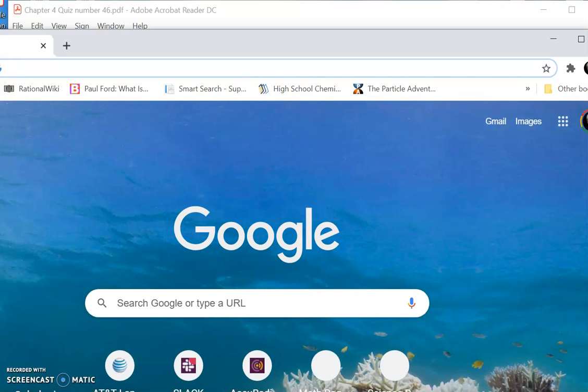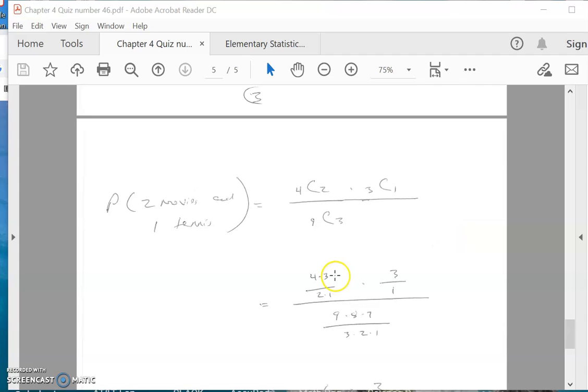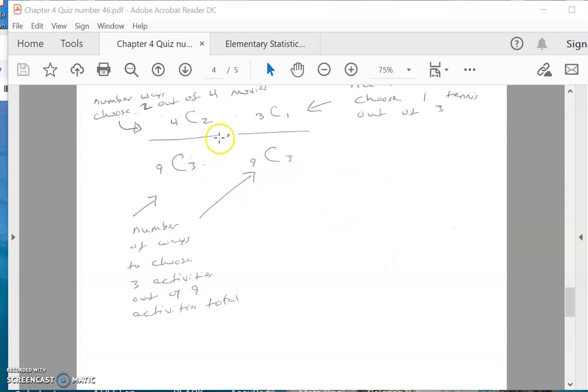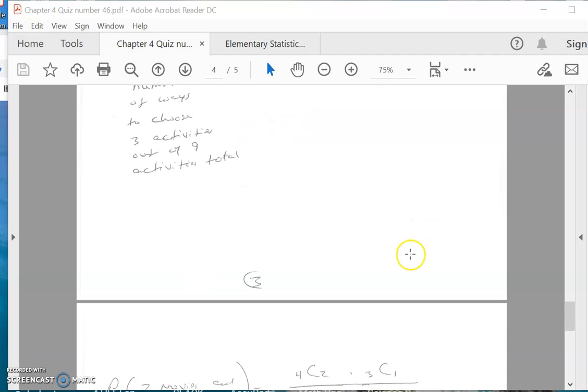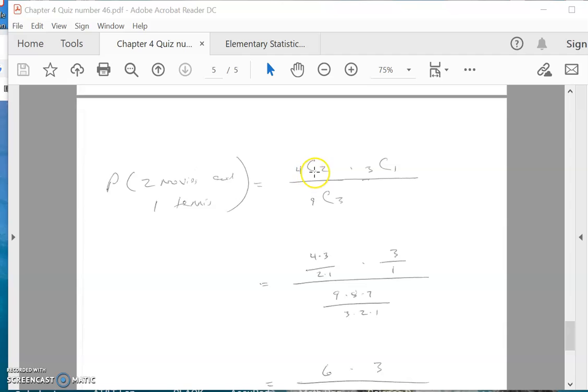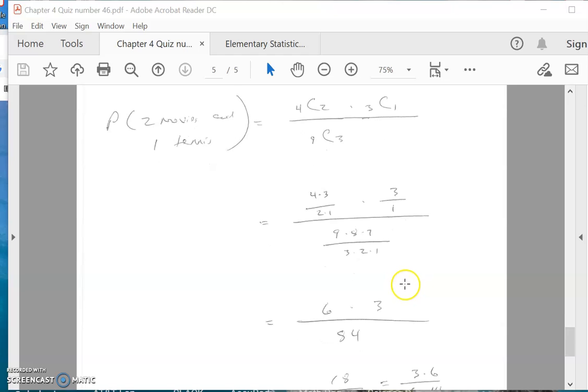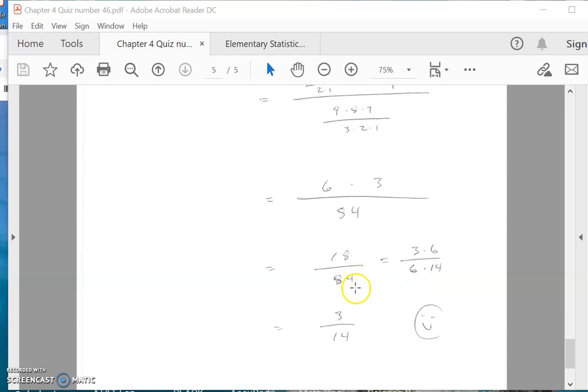Let's get back to the problem. The denominator is the same, so you multiply the two numerators. Multiply this times this over this. It's just a matter of applying the formula, which hopefully you've done a few of these, so you know how to do these. 4 choose 2 is 4 times 3 over 2 times 1. 3 choose 1 is 3 over 1. 9 choose 3 is 9 times 8 times 7 over 3 times 2 times 1. Crank all of that out, and you come up with 18 over 84.